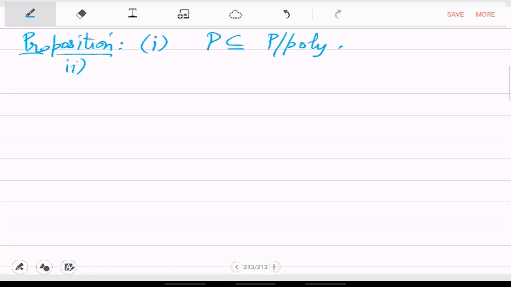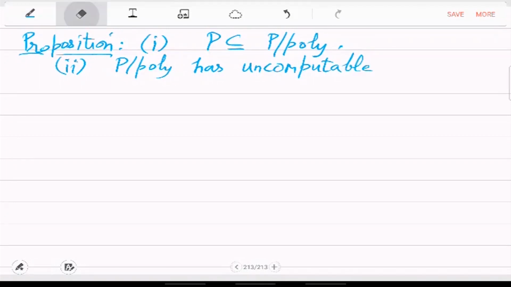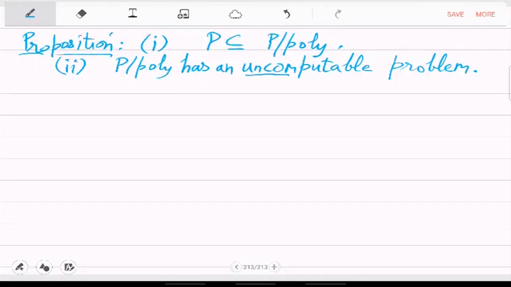But does it mean that we can use P/poly as practically solvable problems? Well, surprisingly it has uncomputable problems also. So P/poly has an uncomputable problem. So let's quickly prove these two things. Maybe we'll do this next time.